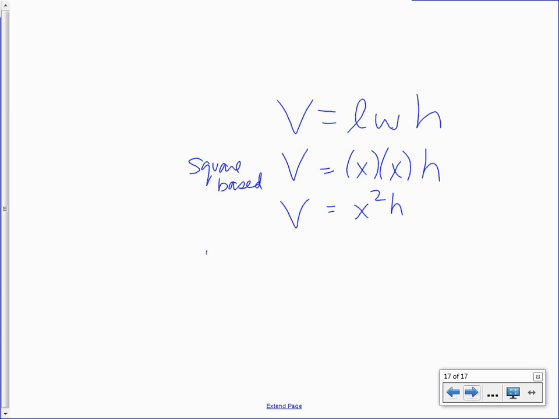So again, guys, it doesn't hurt. You can always draw one and just visually look. There's my square base box. Top and bottom are 2x squared, because top is x squared, bottom is x squared. What are all the sides? xh's, how many of them? 4xh. What if it's an open top box? Get rid of an x squared.